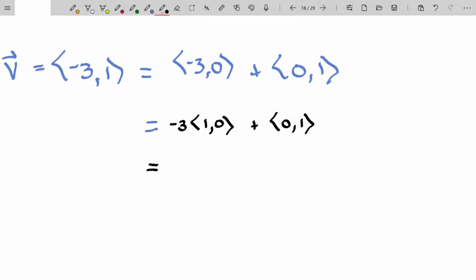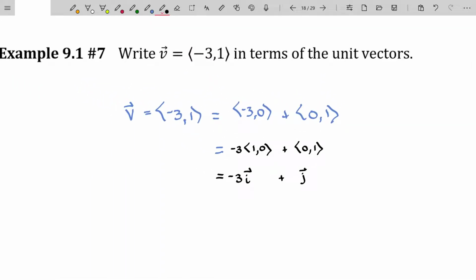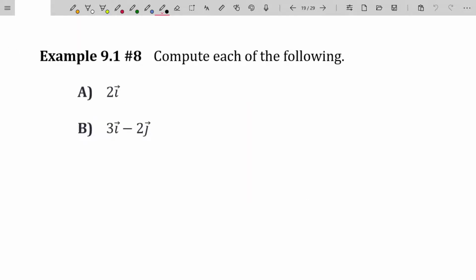But the vector 1, 0, that's the vector i. And the vector 0, 1, that's the vector j. And there you have it. v has been written in terms of the unit vectors. This is a very nice way to write vectors in terms of the unit vectors for future math courses. All the arithmetic that we had previously done still holds for the unit vectors.